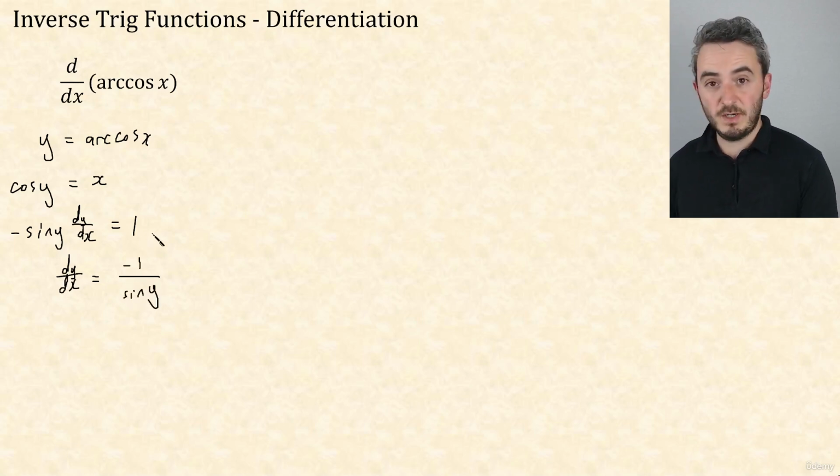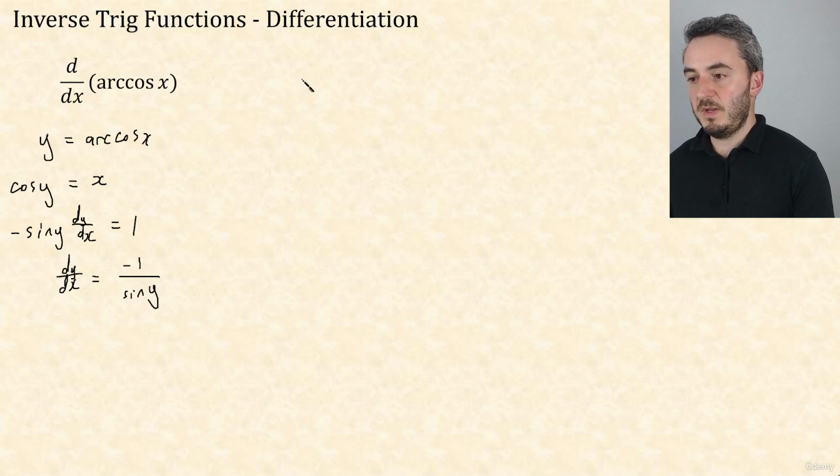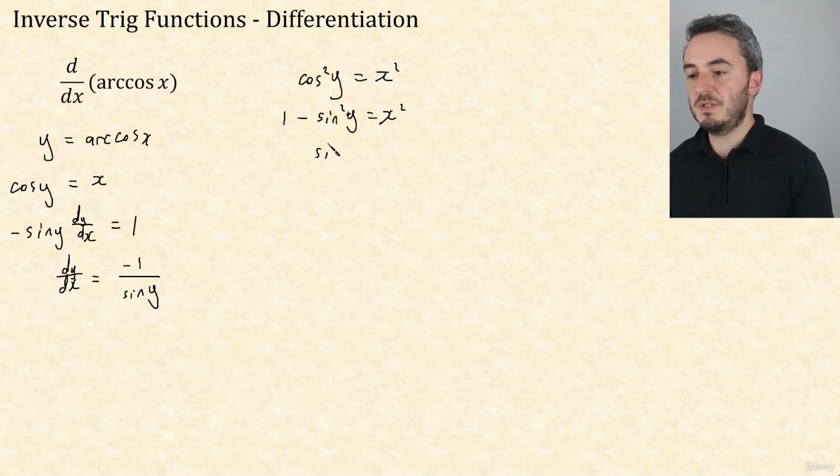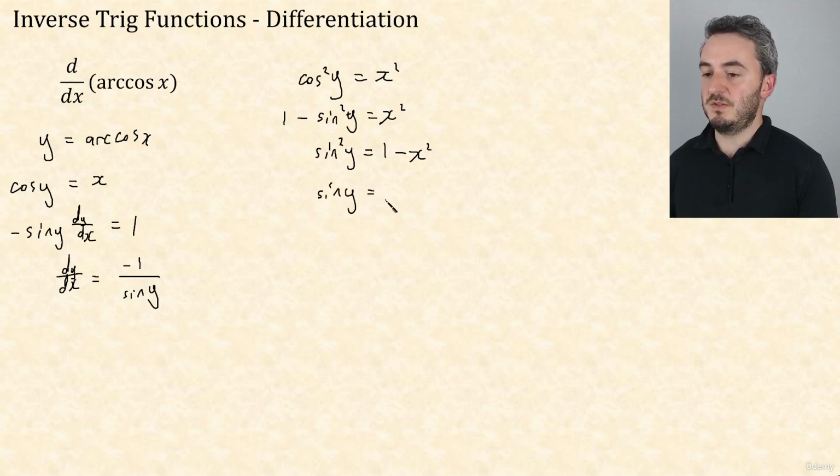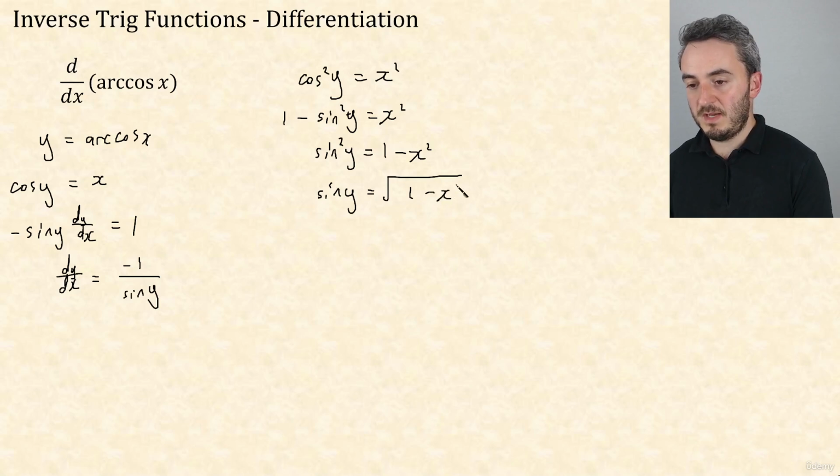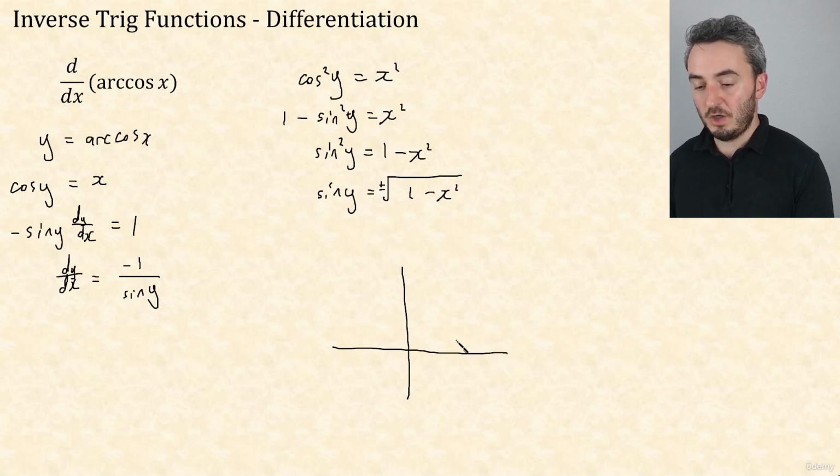And we just do the same trick that we did before. We have cos y equals x, so cos squared y is x squared. So 1 minus sine squared y is x squared, and therefore sine squared y is 1 minus x squared. And once again, sine y is plus or minus root 1 minus x squared. A quick think about which one it is. Same thing we can do: think about what the graph of arccos looks like. And it looks like this.